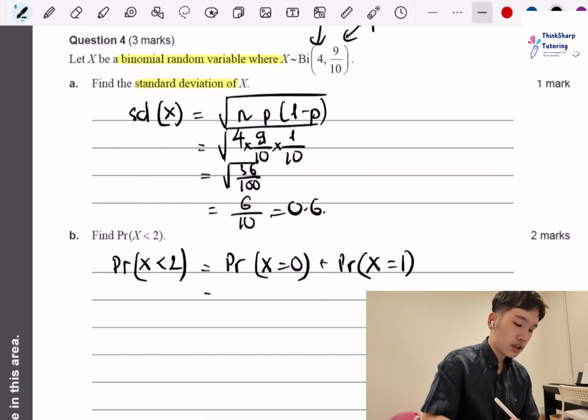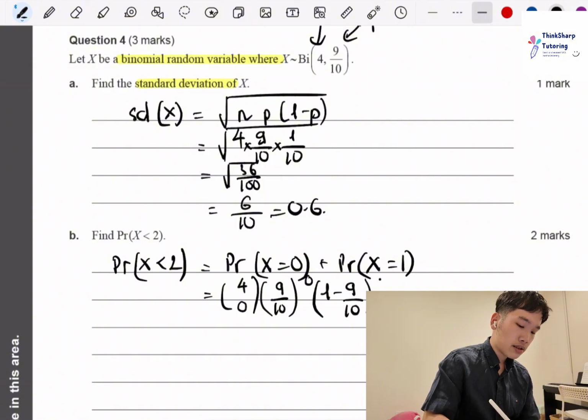So with succeeding 0 times, it will be 4 choose 0 times 9 over 10 to the power of 0 times, so obviously that is 1 minus 9 over 10, to the power of 4 minus 0, which is 4. Plus x equals 1, that is 4 choose 1 times 9 over 10 to the power of 1 times 1 over 10 to the power of 3.